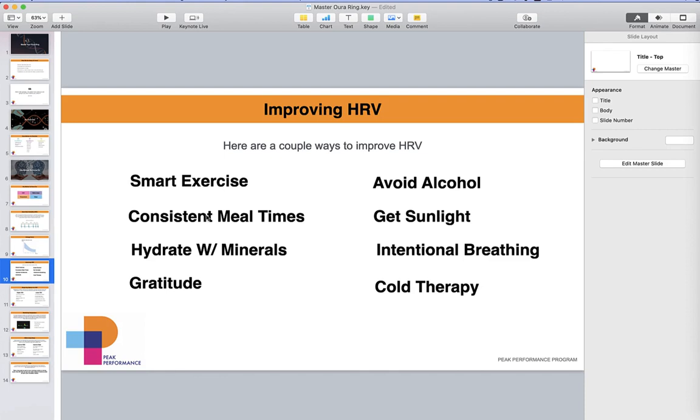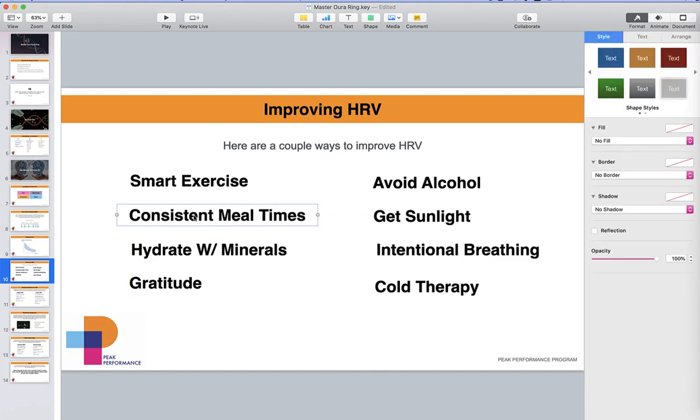As well as consistent meal times. Your body is always trying to adapt and predict when you're going to do things. And because your body is an adaptation machine, it's always going to try to find ways to become more efficient. So if you're someone who consistently has dinner around 6 or 7, but one night you stayed up working late and you have dinner around 10 or 11 p.m., your body's not going to like that. So your HRV might dip because of that.